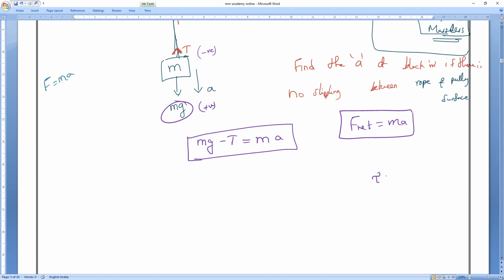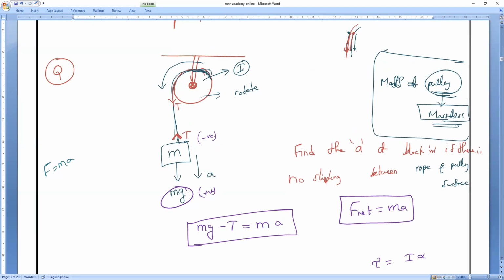Now we all know the moment of inertia. So tau is equal to what is the formula? Tau is equal to I alpha. Another formula: R into F is equal to I alpha. Now you can see here, R means what? Rudreswar, can you tell me, in the pulley case, R means radius. Correct or not?